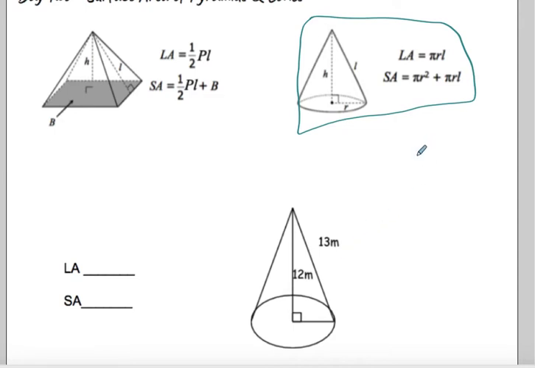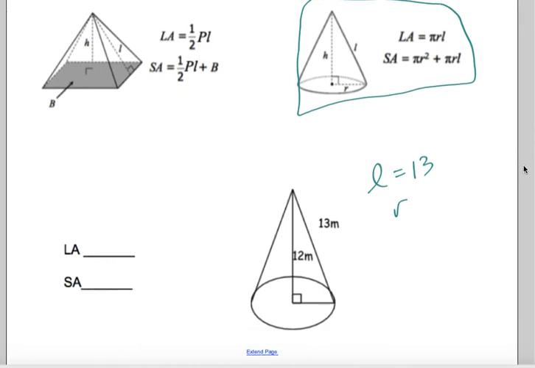Notice that the formulas we need to know R and L. We currently know that L is 13, but we do not know R. So we're going to use Pythagorean theorem, or you might recognize that this is a triple. It's the 5, 12, 13. So I'm just going to show you the setup for if you want to solve for that.